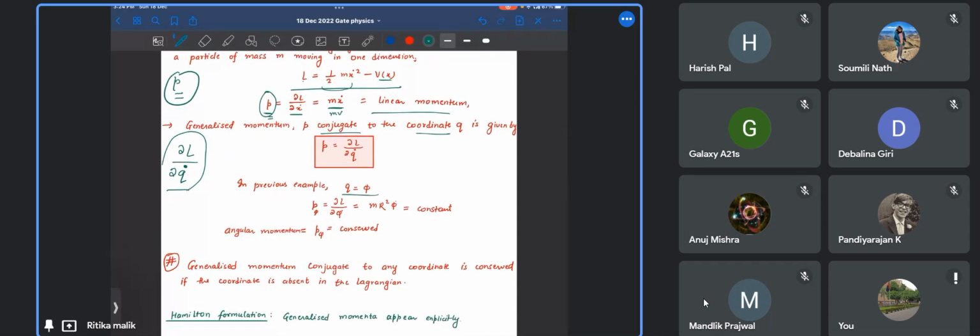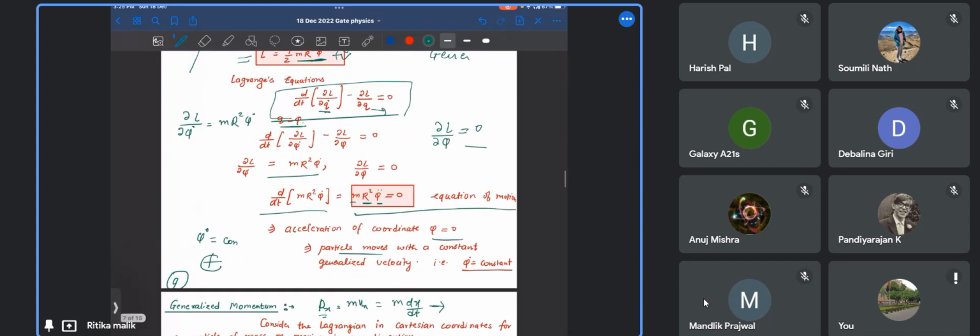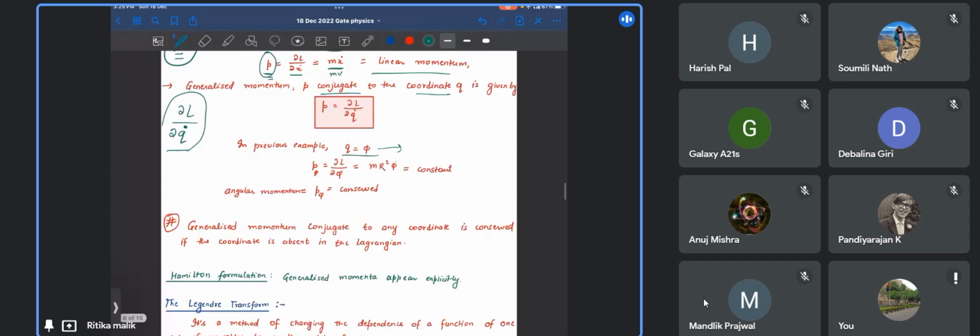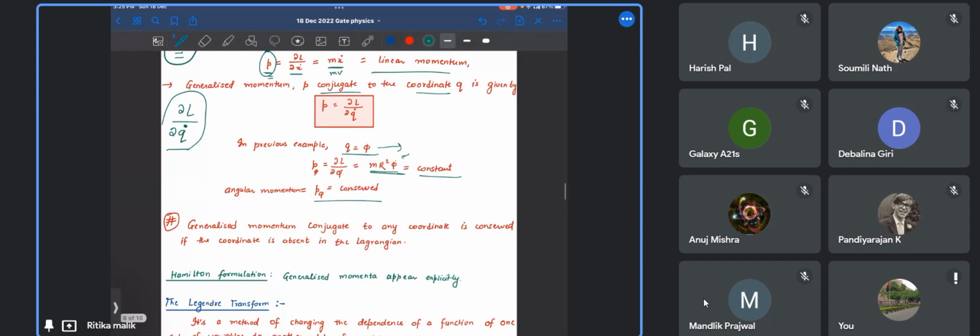For example, in the initial case, our q is phi. If you look at your Lagrangian, which is given by this quantity, 1 by 2 m r square phi dot square, you differentiate it with respect to phi dot, and it will give you m r square phi dot. So this is your generalized momentum in this case, m r square phi dot. And this is constant since your phi dot is constant. So it means in that system, your momentum is going to be conserved.